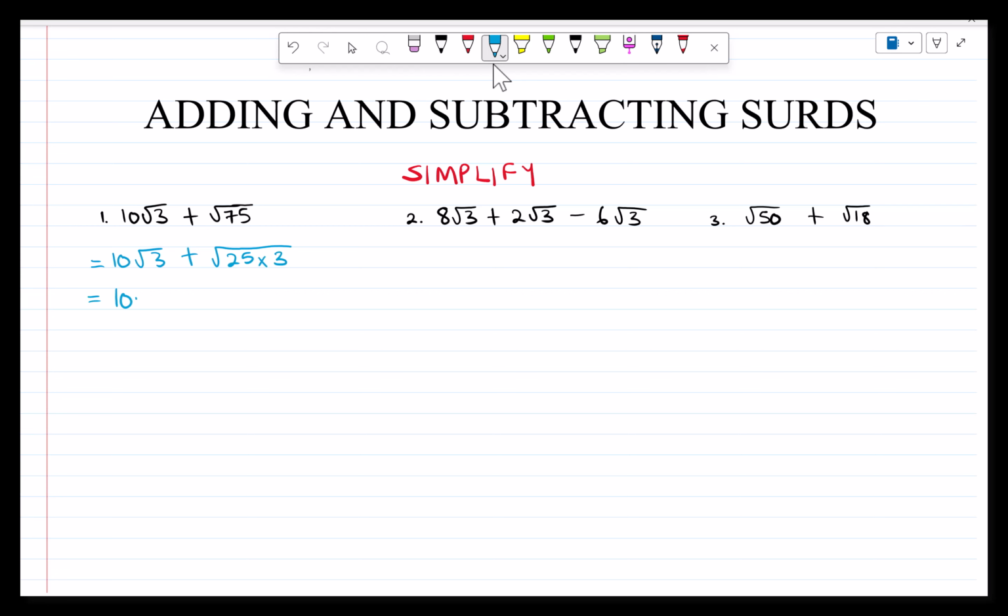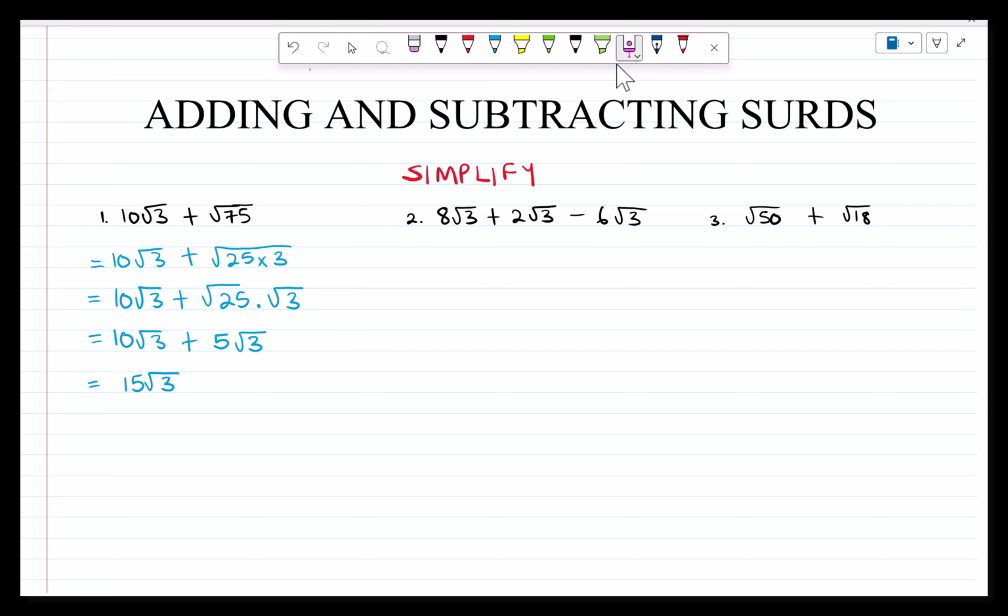Which we can rewrite as 10 root 3 plus root 25 multiplying root 3, and we can then go ahead and say 10 root 3 plus the square root of 25, which is 5. So 5 times root 3, that is 5 root 3. Now when we have both the numbers with the square root of 3, we can now add them because they are now considered like terms. Therefore, we have 10 plus 5, which is 15. So it is 15 root 3. This is our final answer.